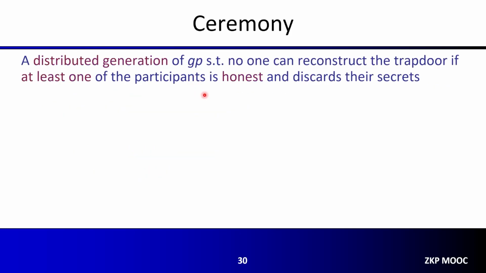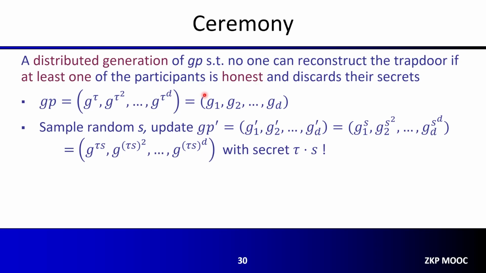So another thing I want to mention is that in order to somehow relax this trusted setup assumption in practice, there is a process called ceremony. The goal of the ceremony is to have a distributed generation of the global parameters so that no one can actually reconstruct this trapdoor tau if at least one of the participants is honest and discards their secret. So let's see how we can do that.